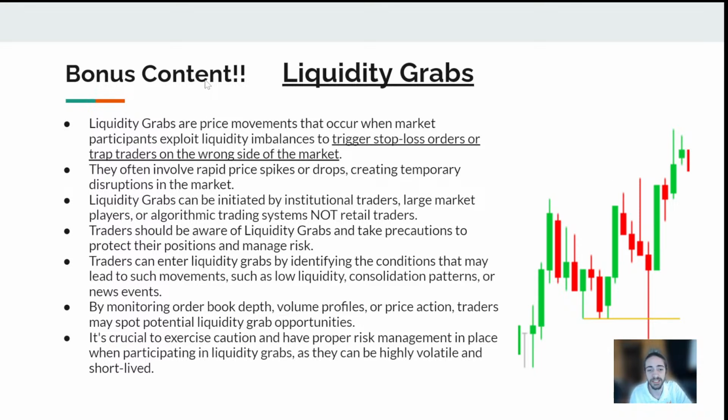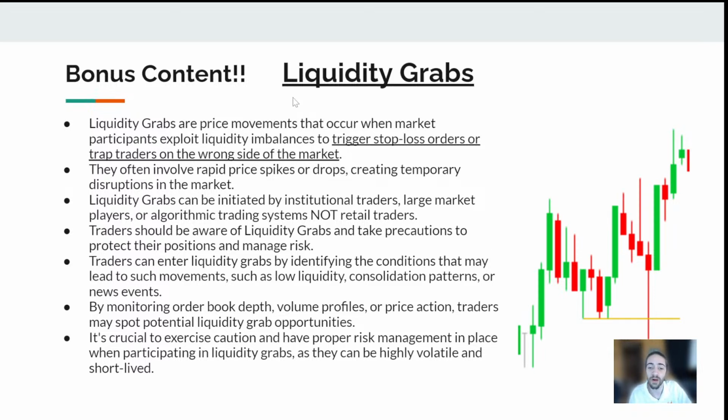So liquidity grabs can be initiated by institutional traders, large market players, or algorithmic trading systems, not retail traders. We don't have the power or money to make that happen. Isn't it the worst when the market's like, oh, nope, we're going to reverse, stop you out, and then go higher? Whereas if we were just a little bit more patient, we would have not only been able to get a better entry, but we wouldn't have been stopped out. We would have been in a phenomenal trade.